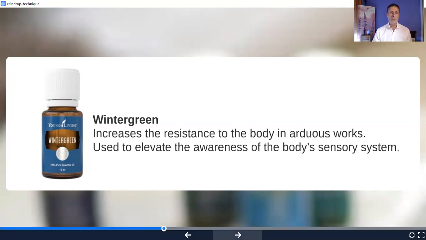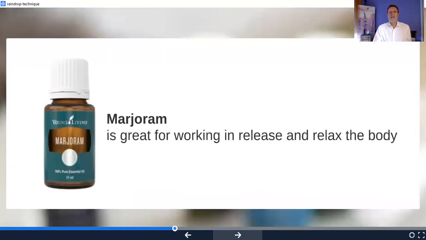Wintergreen to increase the resistance of the body in arduous work. Marjoram. Marjoram is a plant that you have in your garden, okay? The marjoram is also to release and relax the body because it's a relaxant of your muscles, okay? Very important. Also, marjoram is calming. Marjoram is a calming essential oil.